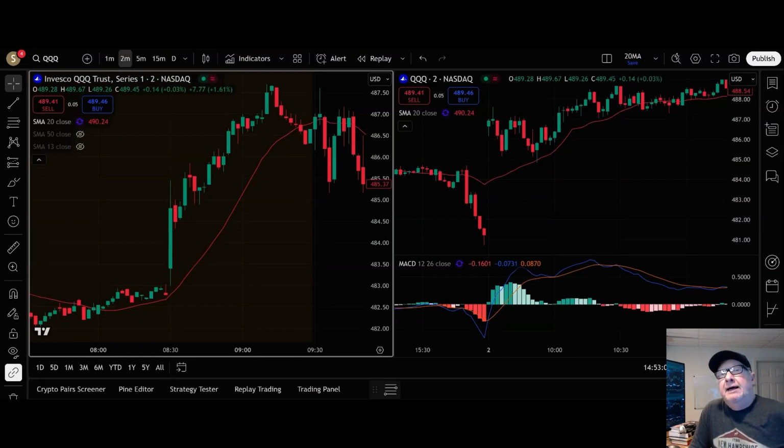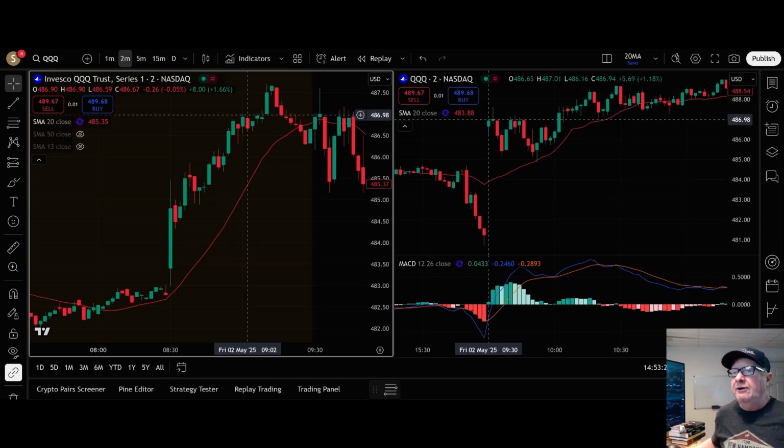Hey guys, I use the 20 period moving average on all of my charts. If I had to pick one indicator to put on a chart and I couldn't use anything else, it would be the 20. So I use the 20 period simple moving average. Here in TradingView, it's the red line.